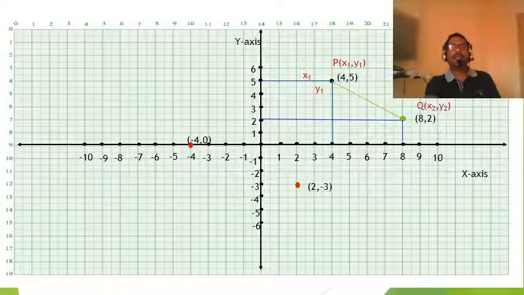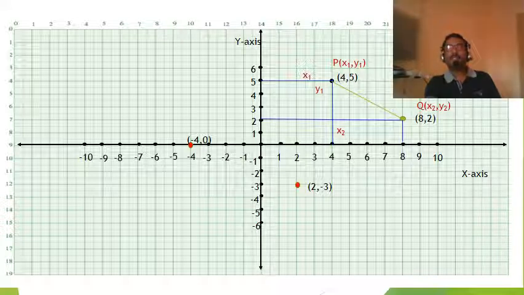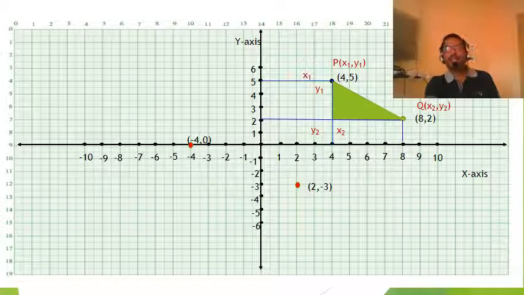Similarly, the second point will be taken as Q(x2, y2). x2 is the distance of this point from the y-axis, and y2 is the distance of this point from the x-axis. This is nothing but this. Both are the same. And now we will find a triangle here. Can you tell me which type of triangle is this? Correct. This is the right angle triangle.